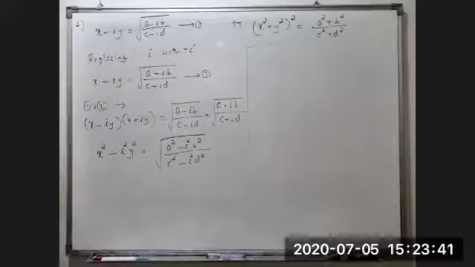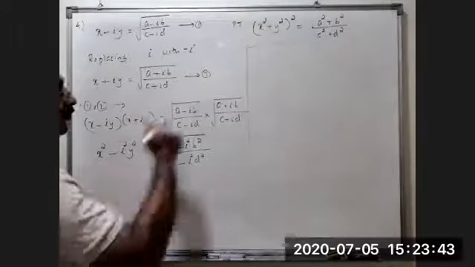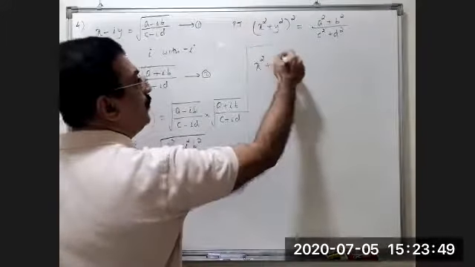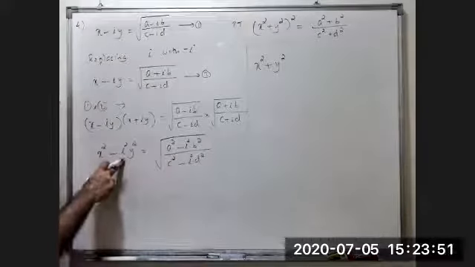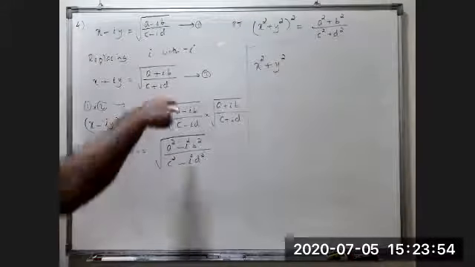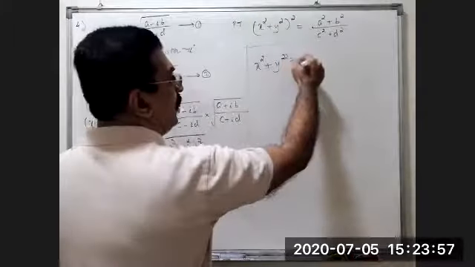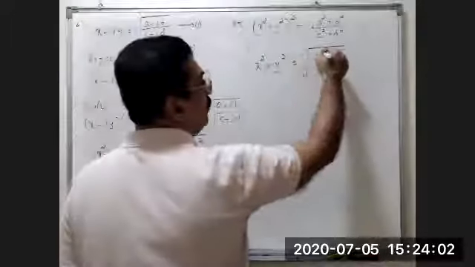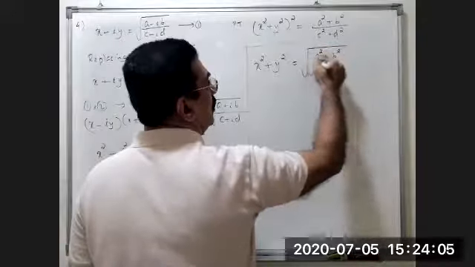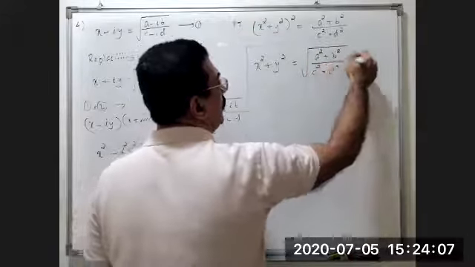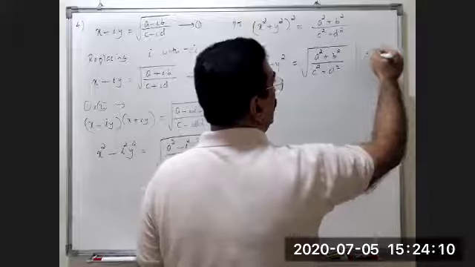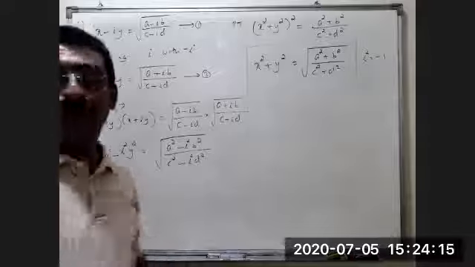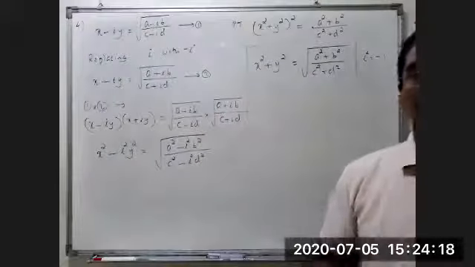i² is minus 1. If i² is minus 1, this becomes x² + y², because i² is minus 1. Then minus i² will be plus 1. x² + y² is the root of a² + b² by c² + d². Why? Because i² is minus 1. Yes. So where did you get the idea? You're right. Now come to the question.